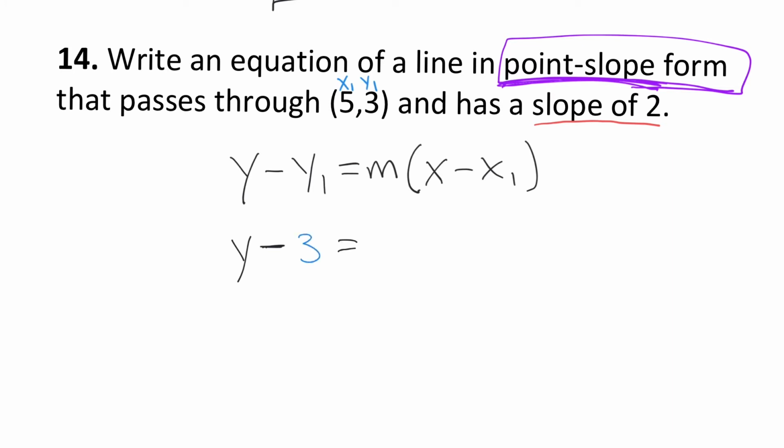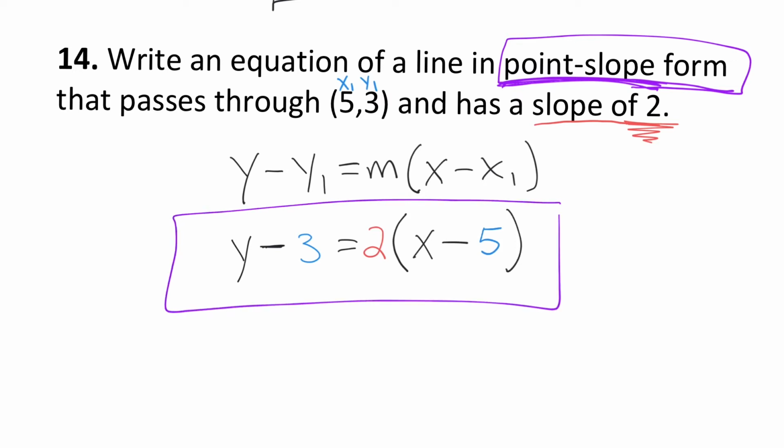Equals my slope. The slope is 2, so I'm going to plug in a 2. Times x minus, and you have x1, which is positive. I don't need parentheses. And you put the 5 in there. So that's it. The point-slope form is y minus 3 equals 2 times the quantity of x minus 5. We're not going to distribute. We're not going to get y by itself because that is the point-slope form. You stop there. You don't do anything else.